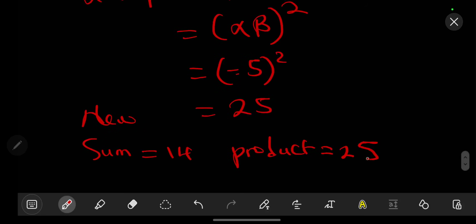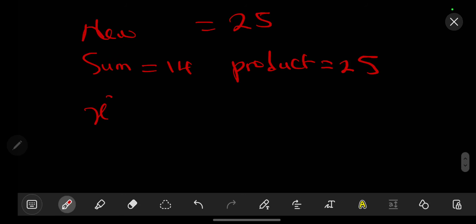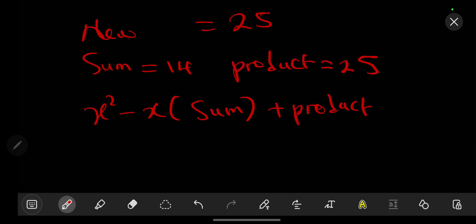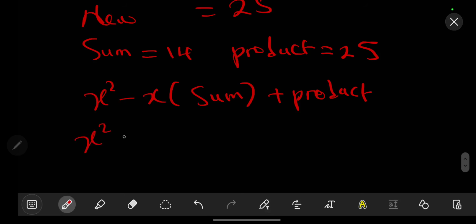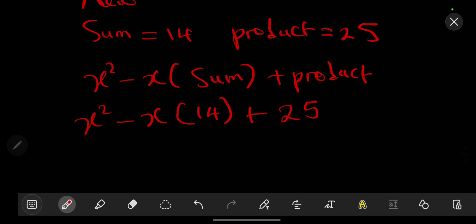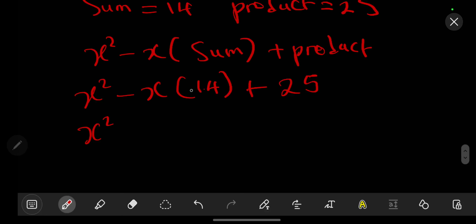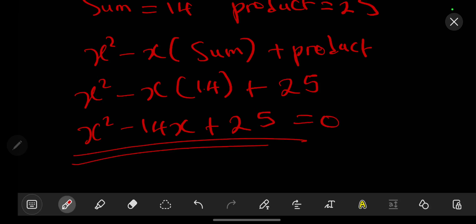To write the equation, we are going to say x squared minus x times the sum plus the product. In this case, we have x squared minus x times the sum, which is 14, plus our product, which is 25. So this will be x squared, 14 by x will be minus 14x, then plus 25. So this is the new equation as required. Let's move on to our next question.